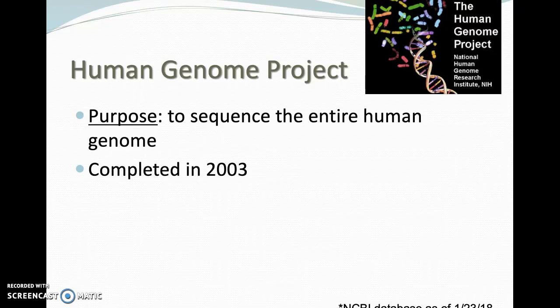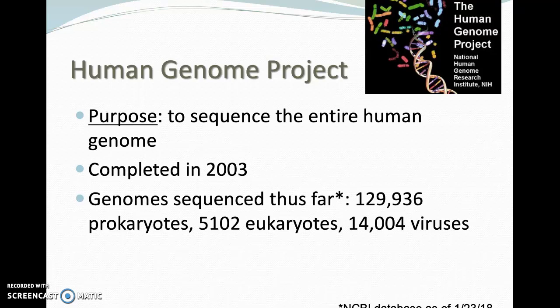And in 2018, last year, the number of genomes that have been sequenced so far, extending beyond humans, which has been really exciting for scientists, includes around 130,000 prokaryotes. Now, when we compare that number to around 5,000 eukaryotes, that obviously makes sense because prokaryotes have very simple cells. They do not have as much genetic material, so sequencing their genomes is much easier than eukaryotes. And viruses, having genetic material, whether it's DNA or RNA, about 14,000 of their genomes have been sequenced so far.